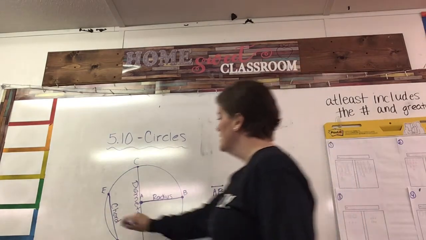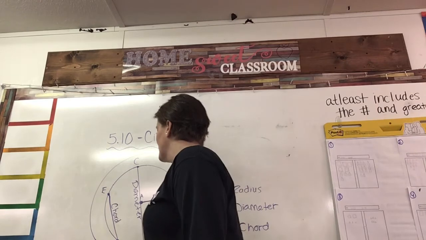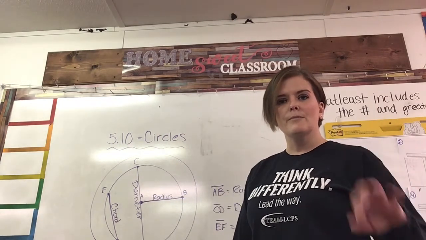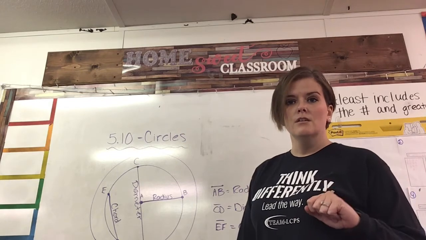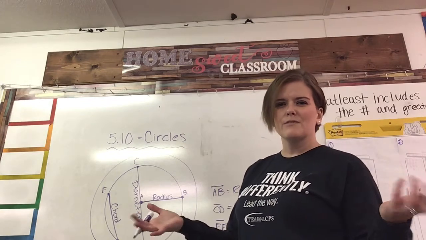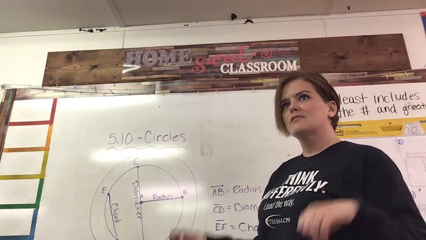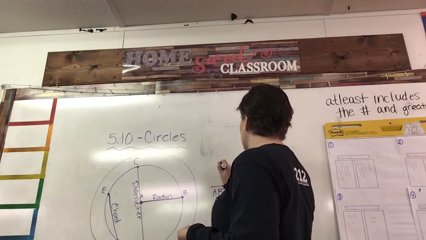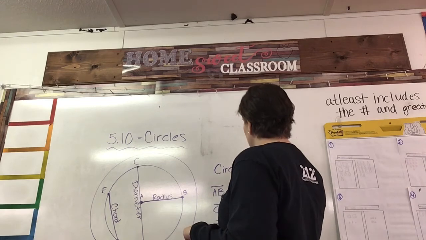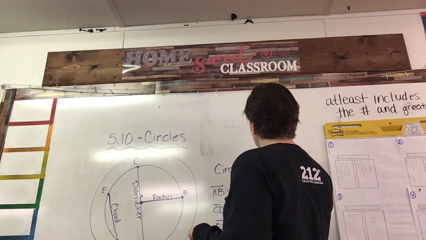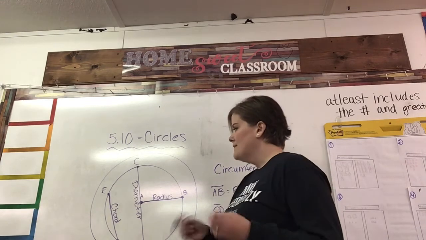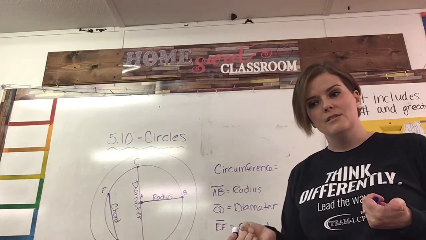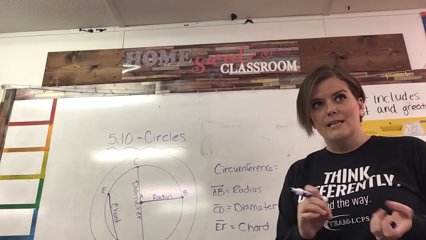Now, our last part is the circumference. And so the circumference, think of it as perimeter for a circle. But circles have their own special words for the stuff. So perimeter of a circle is called circumference. So circumference. And to find the circumference, it's about 3 times the diameter.